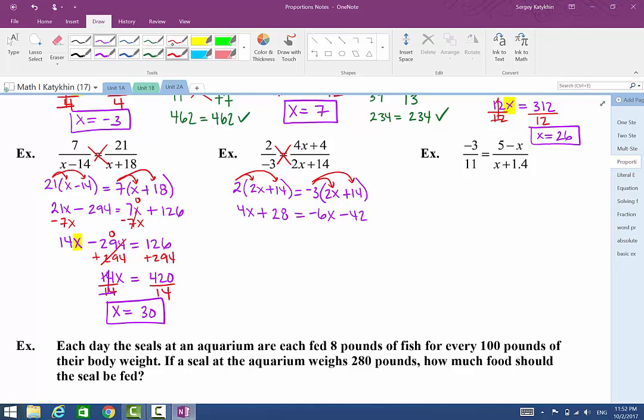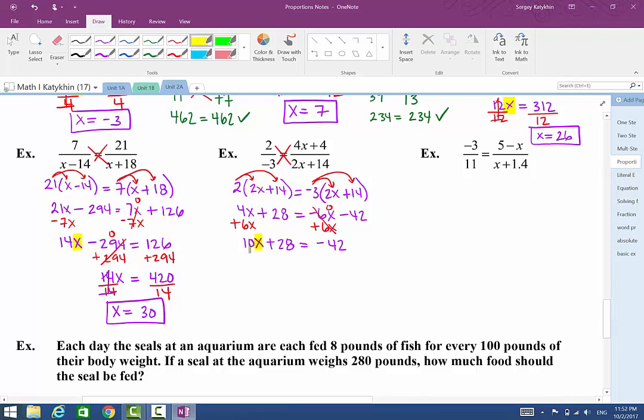Continue on. I have x's on both sides. So I'm going to get rid of the smaller of the two. Notice I have 4x and I have negative 6x. Negative 6x is smaller. To get rid of it, I'm going to add 6x to both sides. Add 6x to both sides. Well, adding those will give you 0, but adding the ones on the left will give you 10x plus 28 is equal to negative 42.